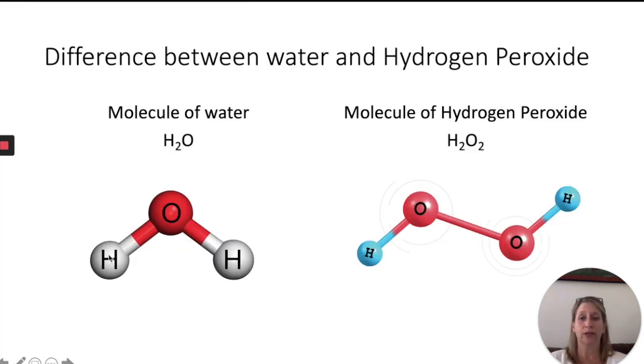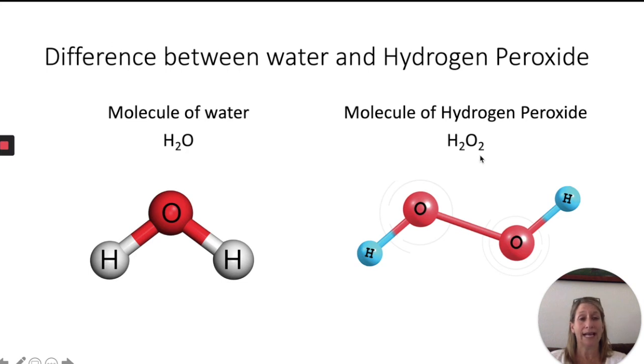Here you look, there's one molecule of water. So it's got 2 hydrogen atoms and 1 oxygen atom. This is how that's written. So H2O, that little 2 tells us that there's 2 hydrogen atoms and 1 oxygen atom. In a molecule of hydrogen peroxide, you've got 2 hydrogen atoms and 2 oxygen atoms. Okay, that's what the little 2's are.